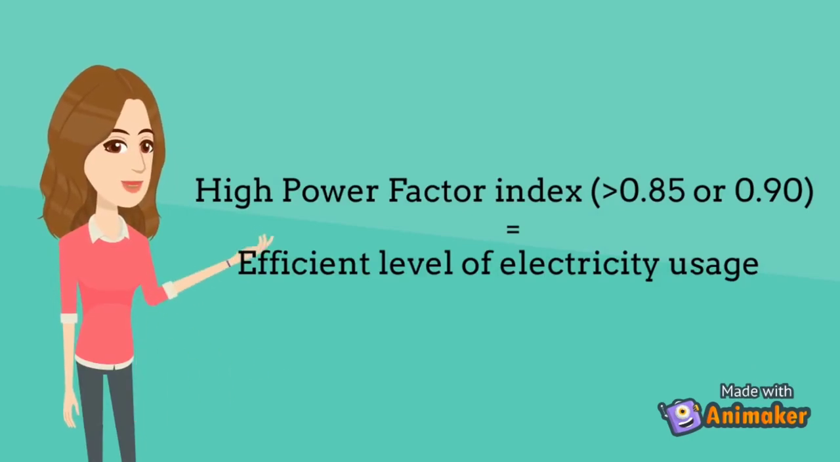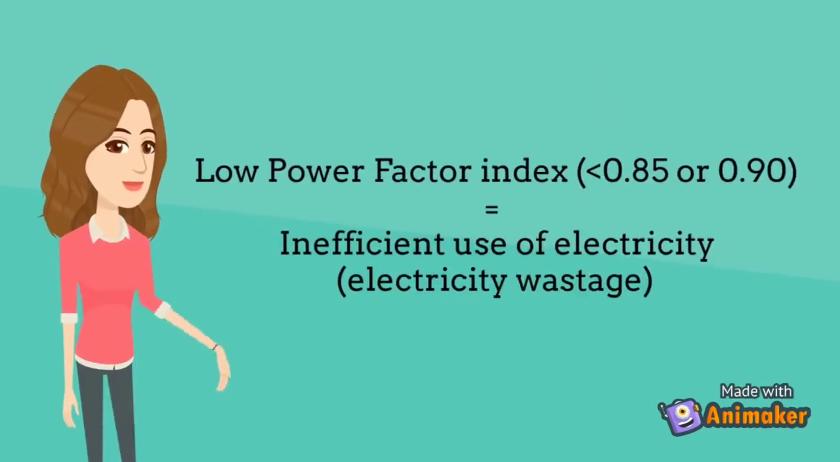A high power factor index above 0.85 or 0.90 indicates an efficient level of electricity usage. On the other hand, a low power factor index under 0.85 or 0.90 shows an inefficient use of electricity, indicating electricity wastage.